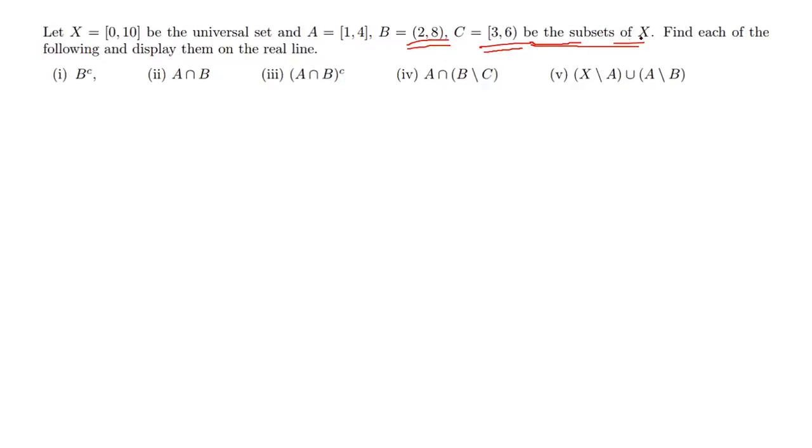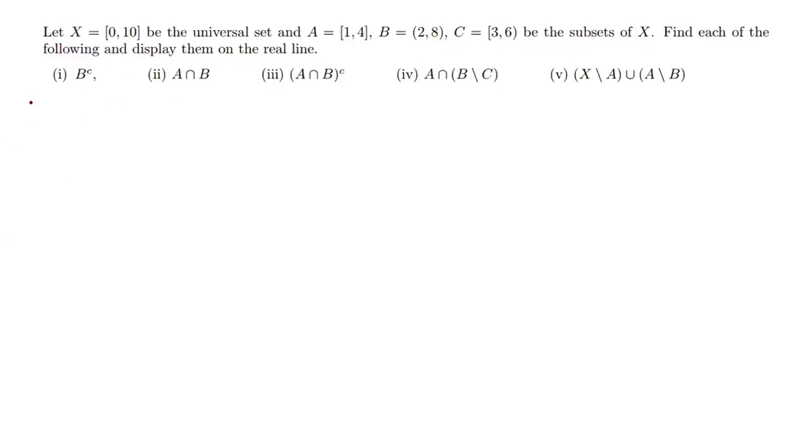The question is saying find each of the following, and display them on the real line. So we're going to first find the solution, and then we display it on the real line. I think that is the simplest way we can approach such questions. Let us now start with B complement.